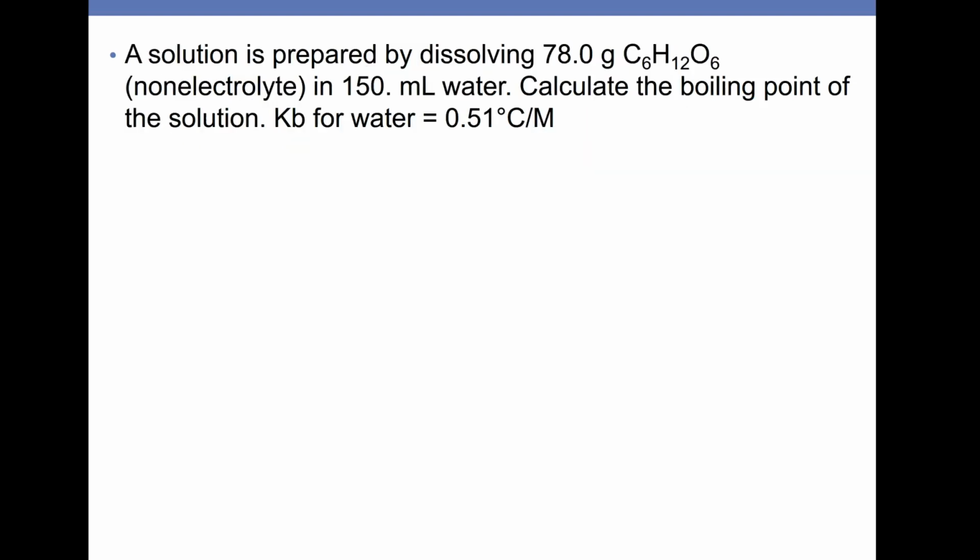All right, so now let's try this one. So the boiling point of the solution, that means we're looking for the new boiling point. Delta TB is how much it's going to change by. Now this is a non-electrolyte. If it's a non-electrolyte, I automatically equals 1. The constant is 0.51, and what I need is the molarity.